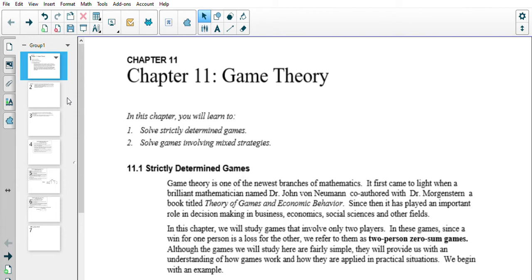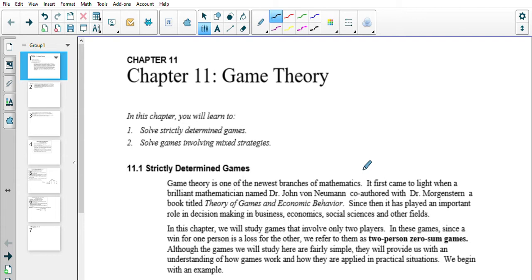Okay, so what is game theory? Game theory is one of the newest branches of mathematics. It first came to light when a brilliant mathematician named Dr. John von Neumann co-authored with Dr. Morgenstern a book titled Theory of Games and Economic Behavior. Since then, it has played an important role in decision-making in business, economics, social sciences, and other fields.